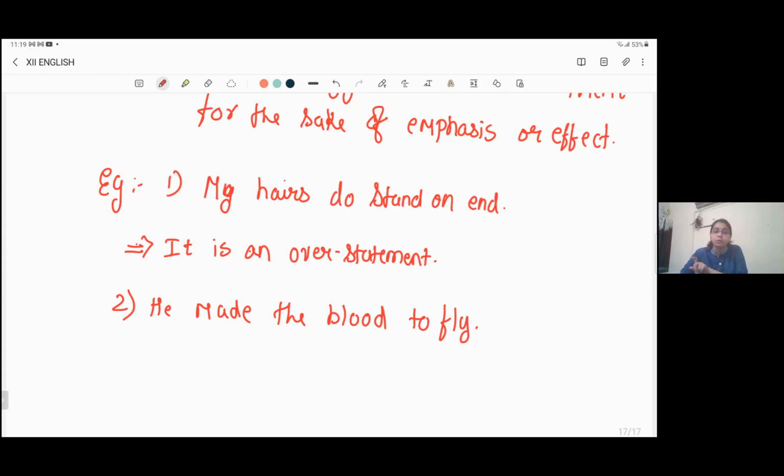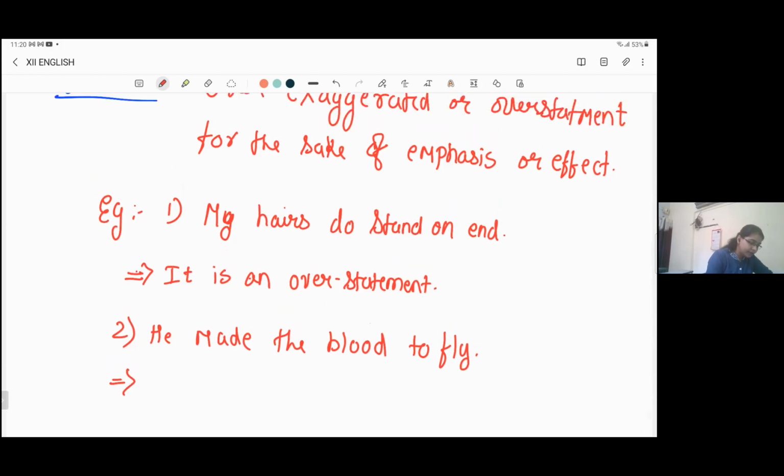So what was the statement made? He made the blood to fly. It means nothing but मेरे से वो bottle गिर गई. So what the front person passed was the sentence that he or she made the blood to fly. Clear? What will be the explanation? Same as above. It is an overstatement, or you can write it is an over exaggerated statement. Clear? Now, next is metaphor. Sixth one.